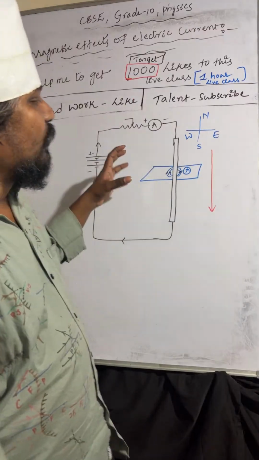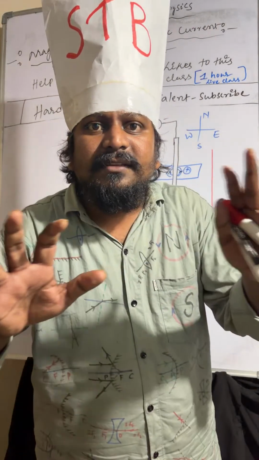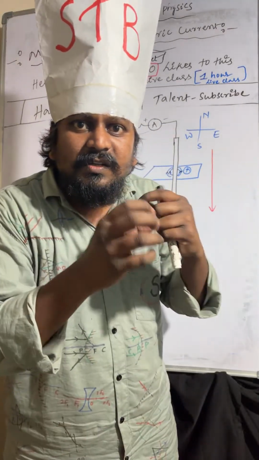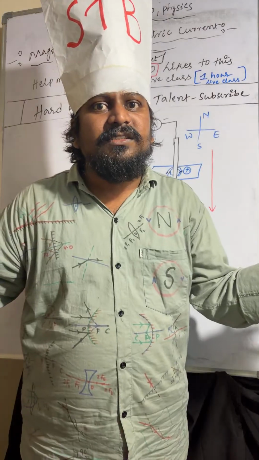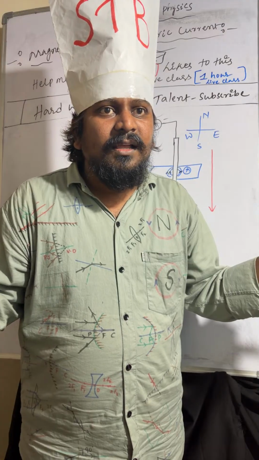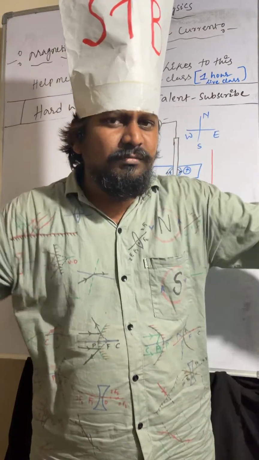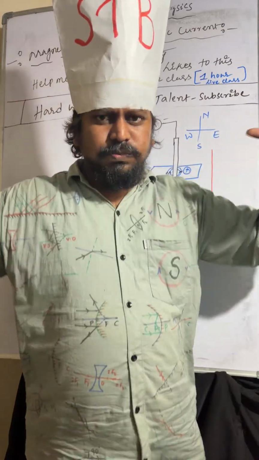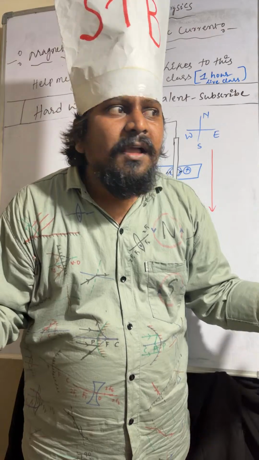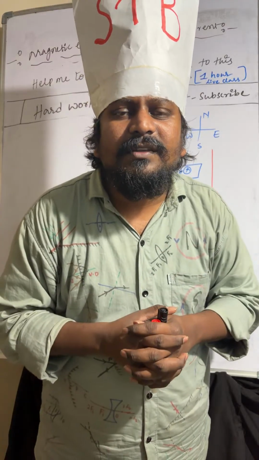Next one, you can see by using a compass. If you place the compass near to the current carrying conductor, it gets deflected. Suddenly it gets deflected, because magnetic field will be there around the conductor.